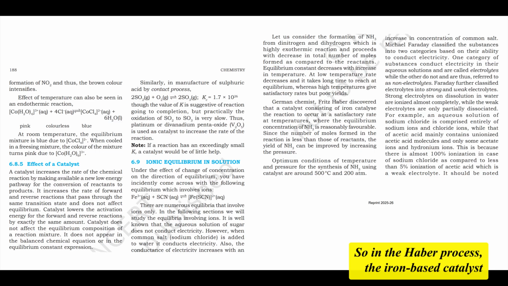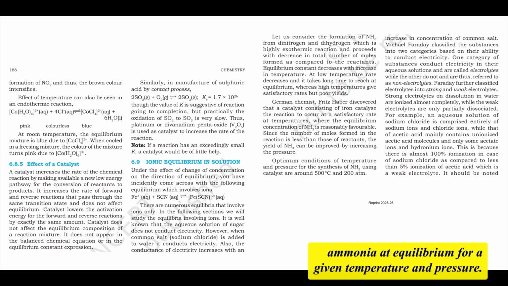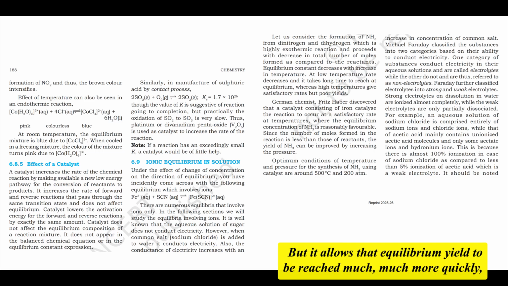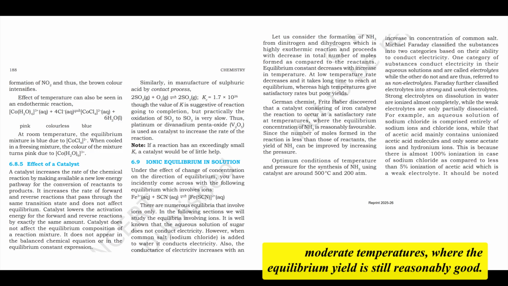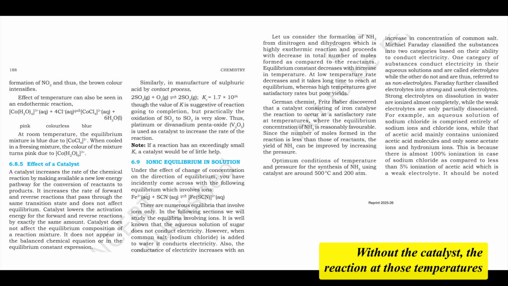So in the Haber process, the iron-based catalyst doesn't give you a higher percentage yield of ammonia at equilibrium for a given temperature and pressure, but it allows that equilibrium yield to be reached much, much more quickly, making the process economically viable at the moderate temperatures where the equilibrium yield is still reasonably good. Without the catalyst, the reaction at those temperatures would be far too slow.